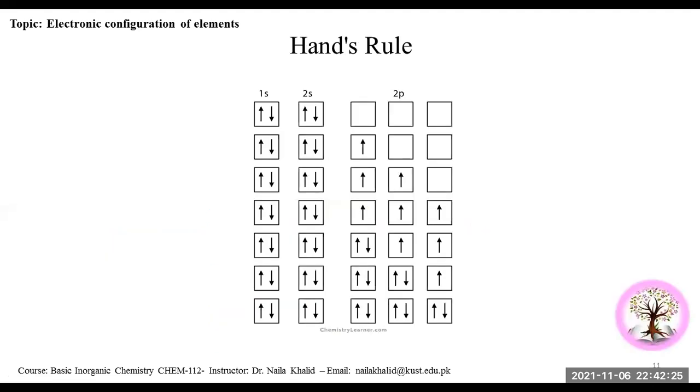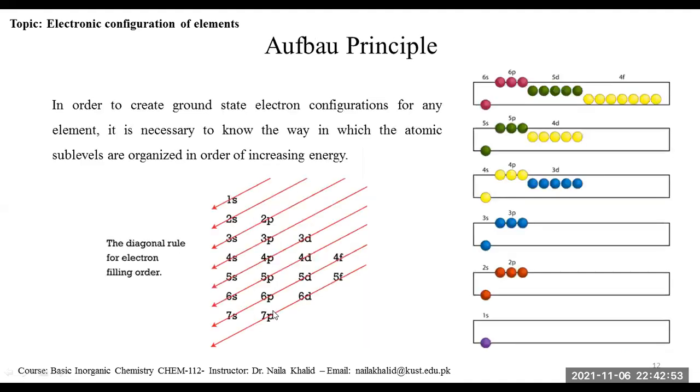Further, Hund's rule can be applied to, for example, this one, 1s2, 2s2 for helium, for lithium, this is the electronic configuration. This is for boron, sorry, this is for boron, and this is for carbon, nitrogen, here is oxygen, fluorine, and then neon.